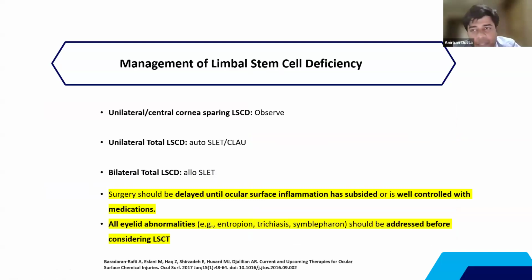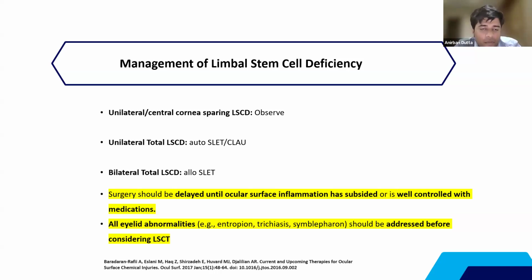So how do we manage this? Sometimes just observing is enough if you have a unilateral central cornea sparing limbal stem cell deficiency. Leave the eye alone. There is no need to interfere. If you are having a unilateral total LSCD, then you go ahead and perform something called as auto SLET, which is simple limbal epithelial transplantation, or a CLAU, which is a conjunctival limbal autograft. If you have a bilateral total limbal stem cell deficiency, you can do something called as an allo SLET. Allo means you have to take the graft from someone else.